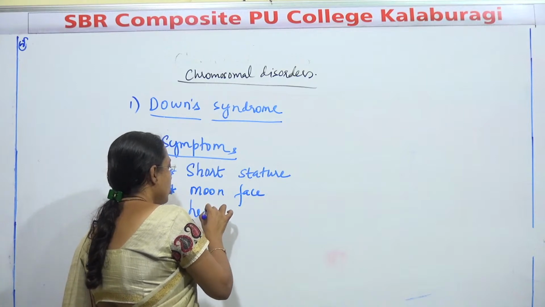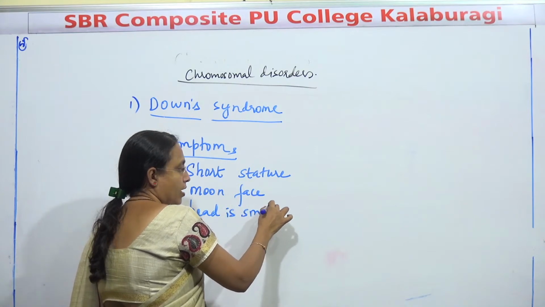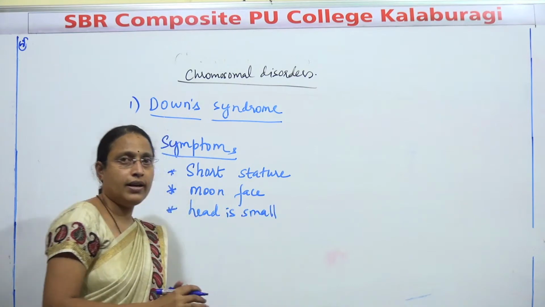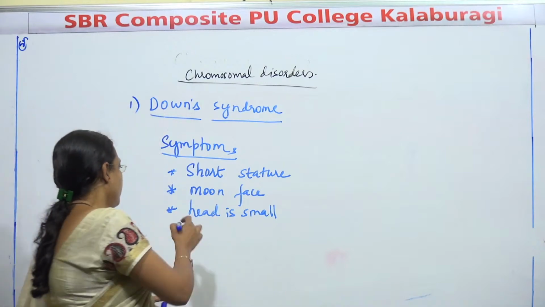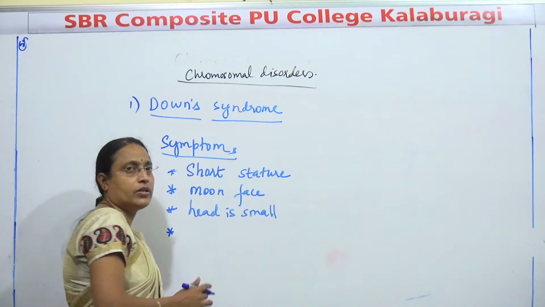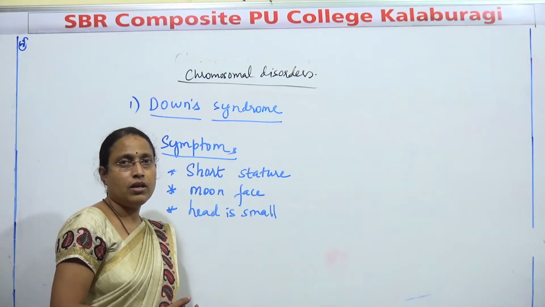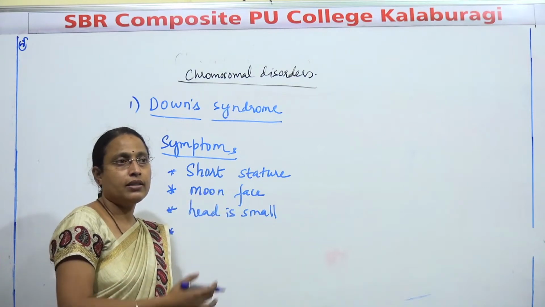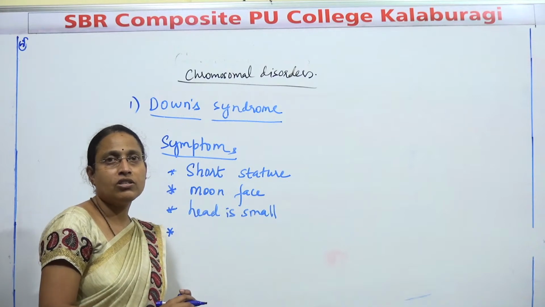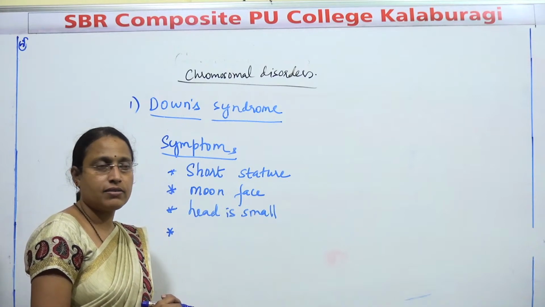Head is smaller and also round. Head is smaller and round. Nose ridge is broad. That means the elevated nose ridge won't be there. Rather, a flat and broad nose ridge will be there, which resembles the features of the Mongoloid race.